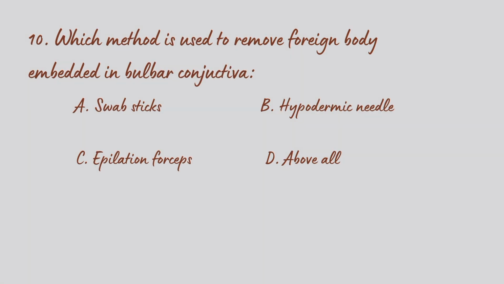Next question. Which method is used to remove foreign body embedded in bulbar conjunctiva? Option A. Swab sticks. Option B. Hypodermic needle. Option C. Epilation forceps. And option D. Above all. Correct answer is option B. Hypodermic needle.